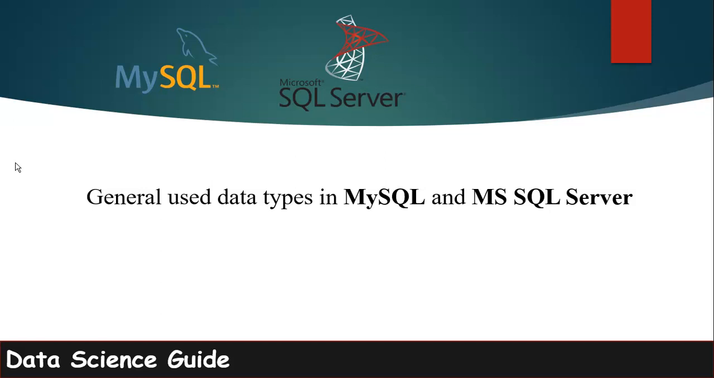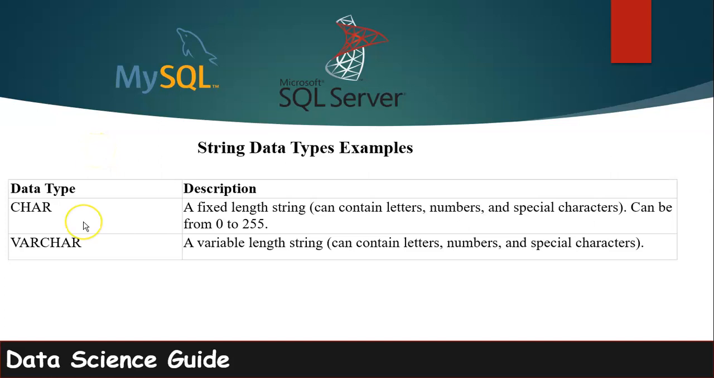Microsoft SQL Server. The most used data types for string data are char and varchar, or as we call it, character and variable character. What is the difference between these two data types? The first one has a fixed length. It can contain letters, numbers, and special characters. And the size can be anywhere from 0 to 255. This is the character data type.